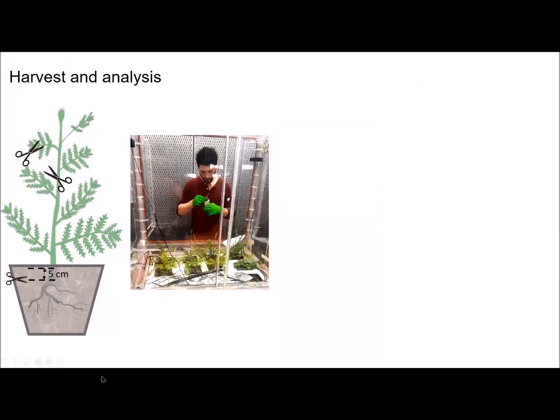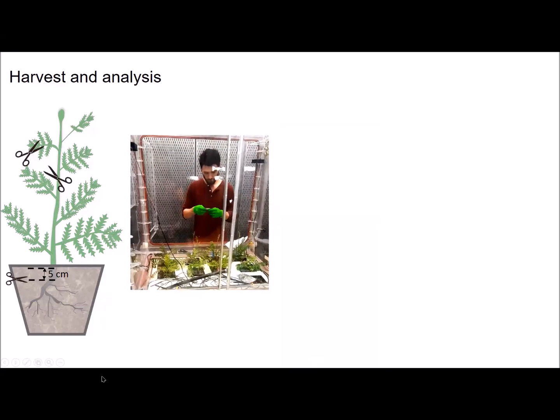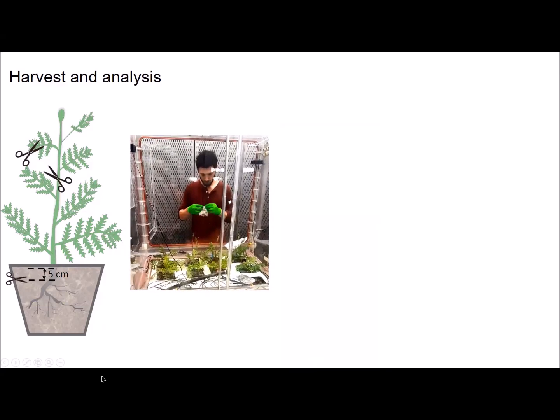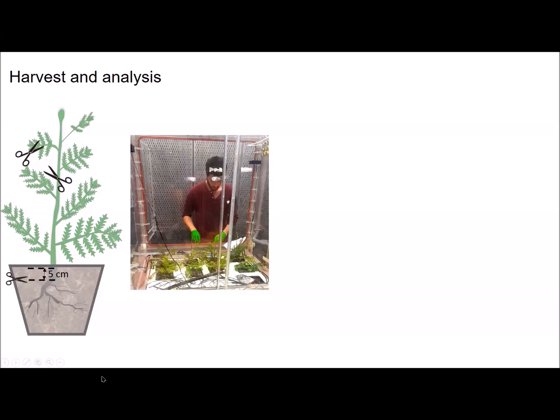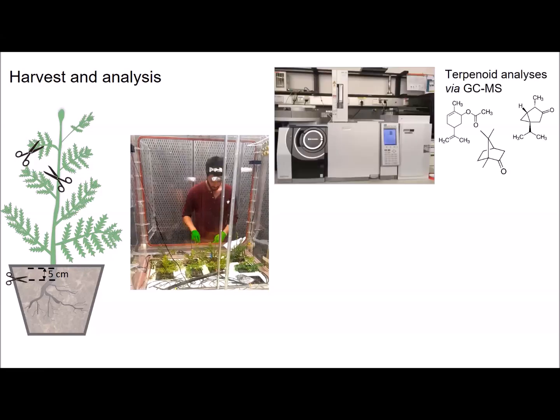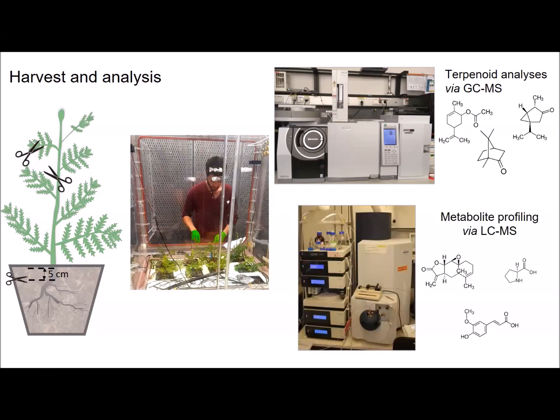At the end, herbivores were removed and plants were harvested. Therefore, leaves were cut and shock frozen. 1 leaf per plant sample is now used for analysis of terpenoids via gas chromatography coupled with mass spectrometry. The other will be used for analysis of metabolic fingerprints using liquid chromatography.